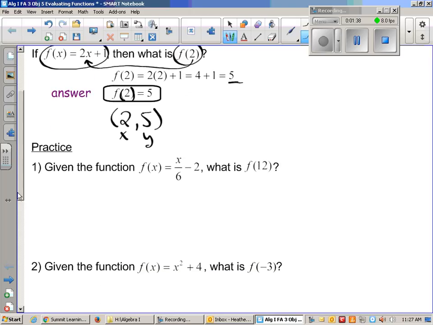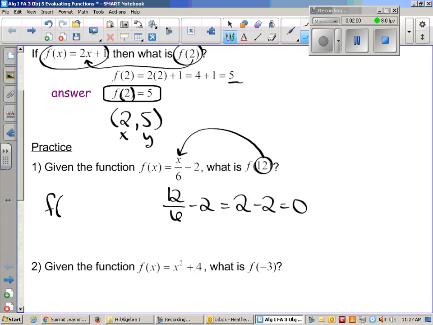Let's do some examples. We're given the function, and we're going to find f of 12. I'm going to take 12, replace x with 12, and simplify. 12 over 6 means 12 divided by 6, which is 2. 2 minus 2 is 0. So f of 12 equals 0. That also means the point (12, 0) would be on my graph.